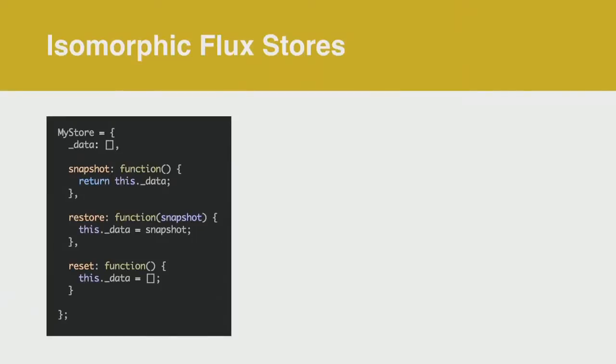It turns out, what we found after a while, we were struggling a little bit. We tried not actually using Flux on the server, only using it on the client and hacking things basically. But what we found in the end was it's fairly simple. The only requirement is that each of your Flux stores that you want to render or use, both on the server and on the client, needs to have three methods: a snapshot, restore, and a reset method.